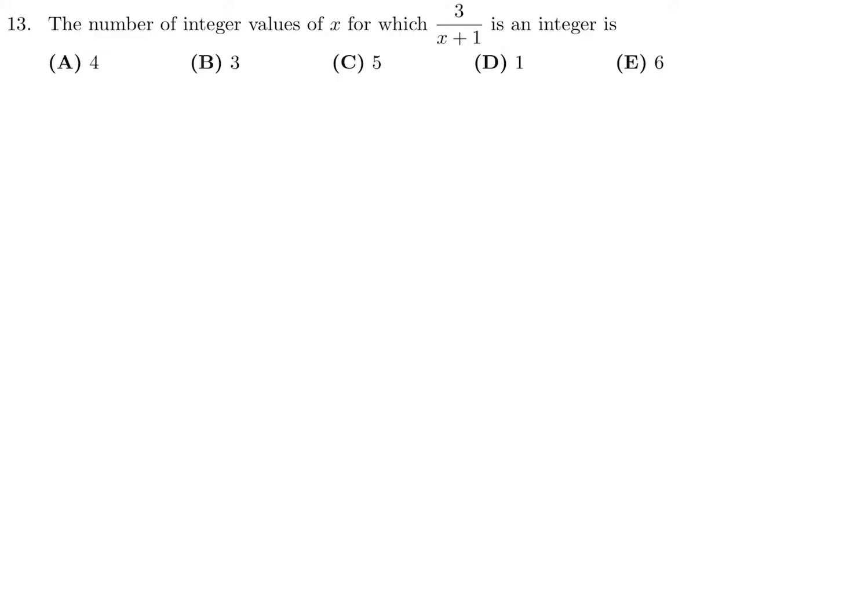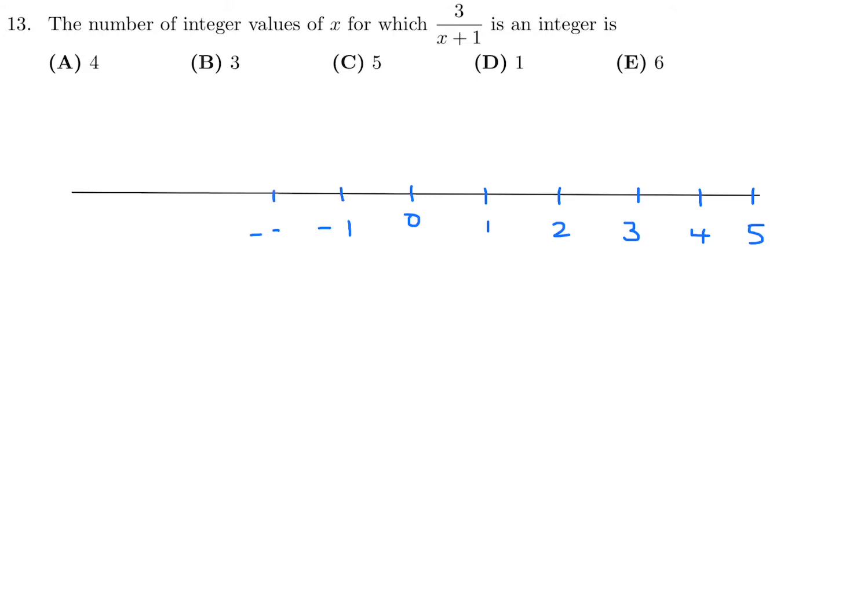The number of integer values of x for which 3 over x plus 1 is an integer is... Well, let's plug away here, and let's see what we get. So we got a number line, and let's see here. We got 0, 1, 2, 3, 4, 5. I don't think we will need to go larger than 5. Negative 1, negative 2, negative 3, negative 4, negative 5. I think this should be good enough.